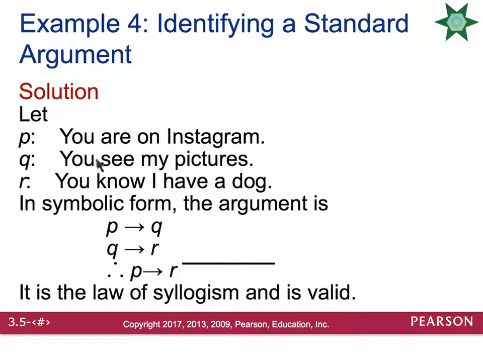So let's translate to symbolic logic. P is you are on Instagram, Q is you see my pictures, and R is you know I have a dog. Here are our premises: P arrow Q, if P then Q, and Q arrow R, if Q then R. Our conclusion is P arrow R, and we can see that this is the law of syllogism and it's valid. Remember our domino thing? If A then B, if B then C, then if A then C. If the first thing happening implies the second thing happens, and the second implies the third, then the first thing happening would imply the third thing happening.